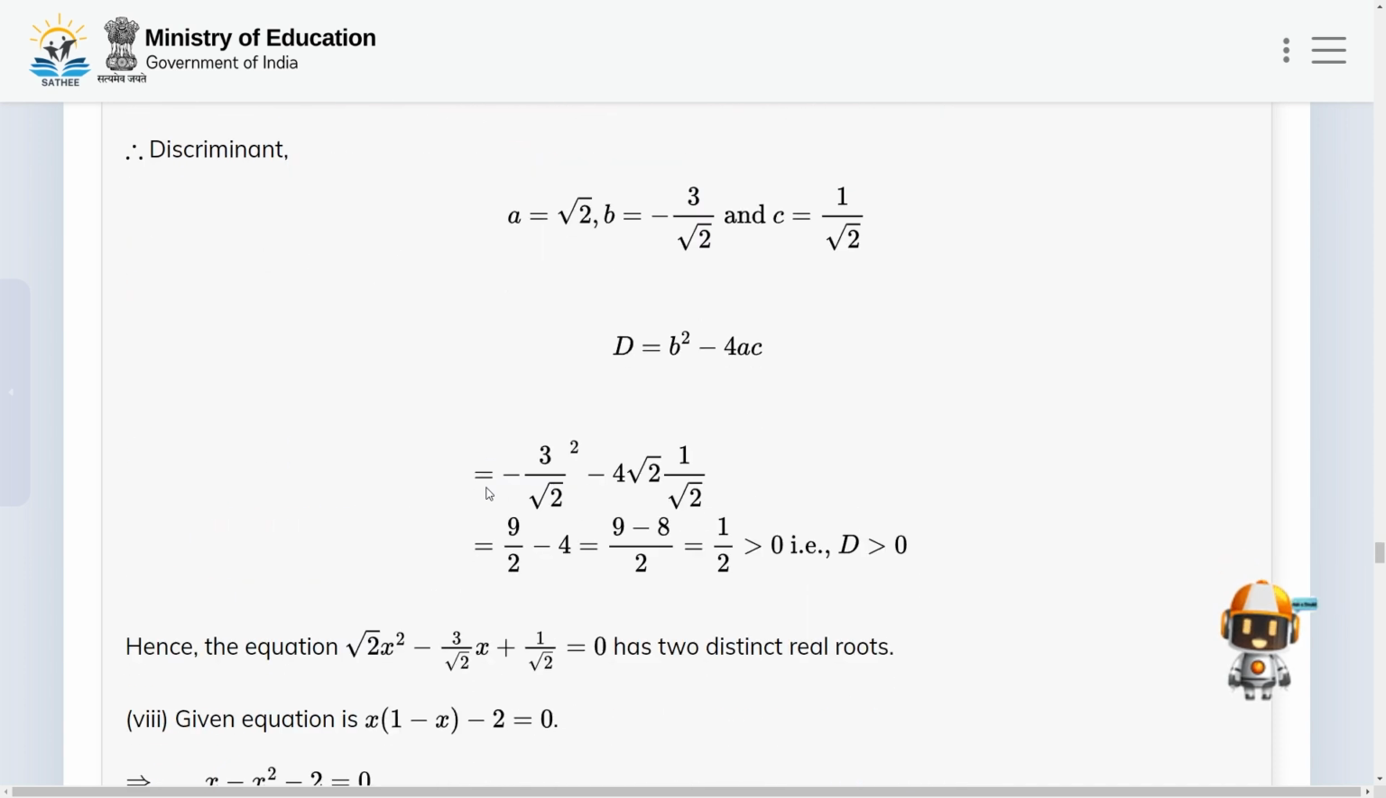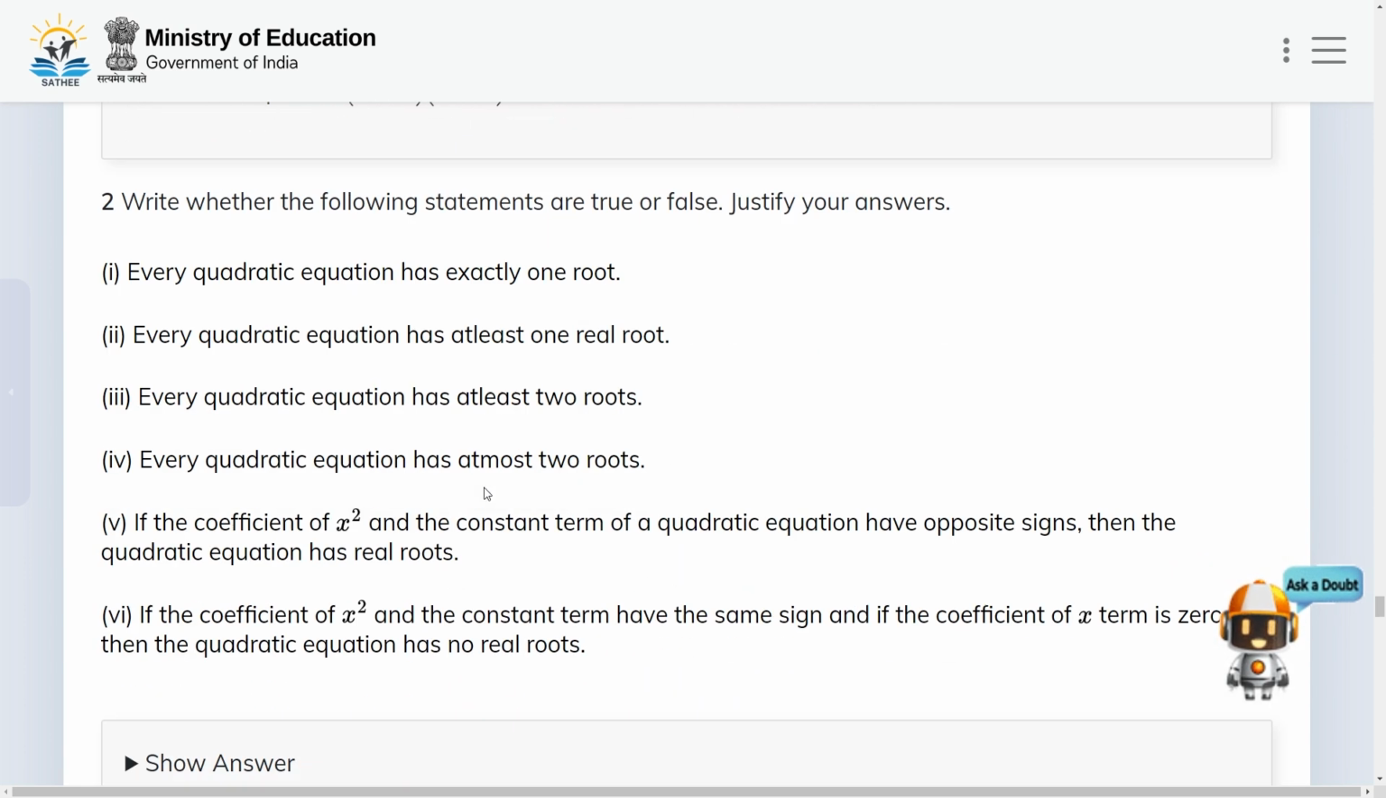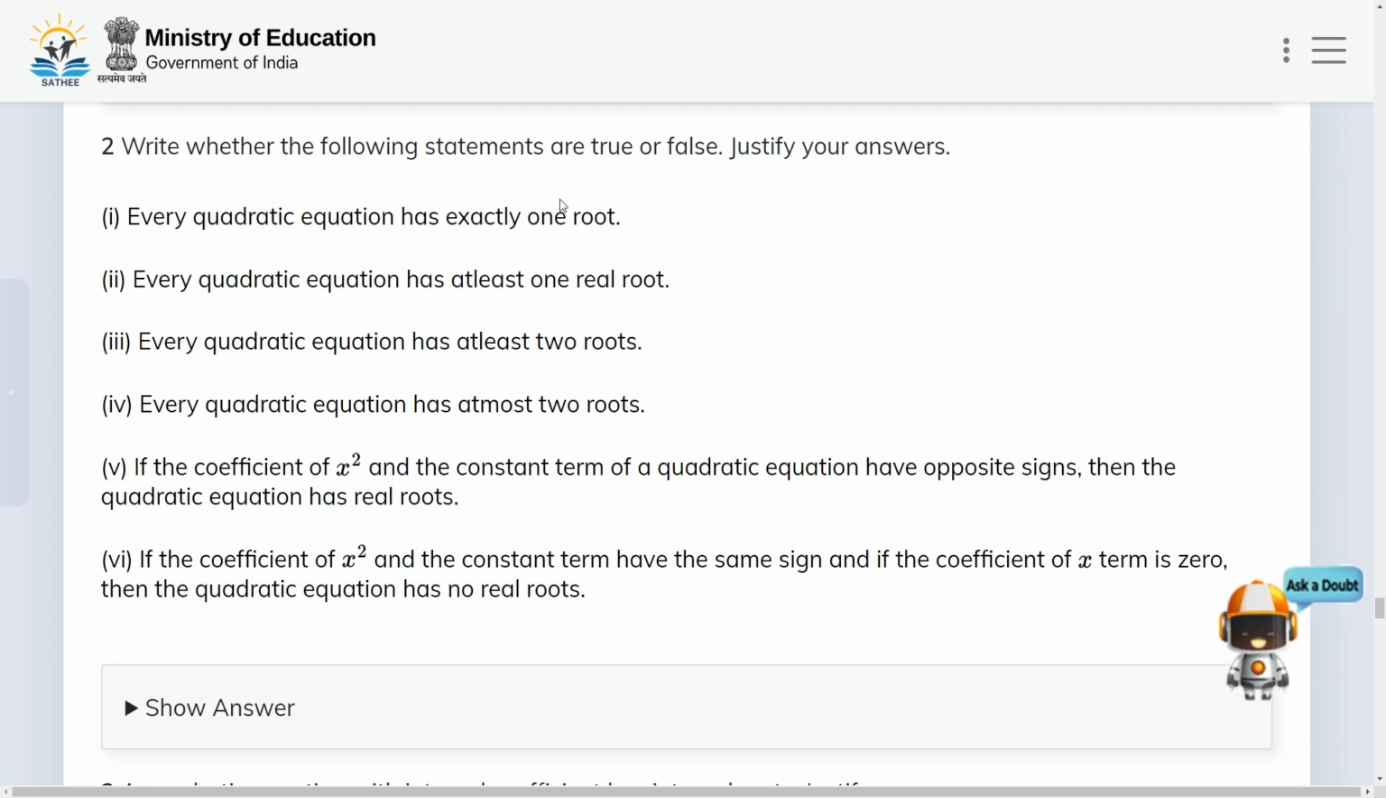Now let us move to question number 2. Write whether the statements are true or false and justify your answers. In the first statement, we are asked: every quadratic equation has exactly one root. But we know that if we have a quadratic equation ax square plus bx plus c is equal to 0, then this quadratic equation has at most two roots. So this statement is false.